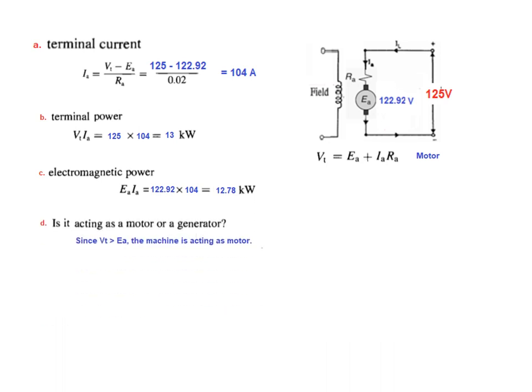And the final question, is it a motor or acting as a generator? We have already discussed that since VT is more than the armature voltage, therefore it is acting as a motor. I hope this gives you an understanding of the basics of DC separately excited motors.